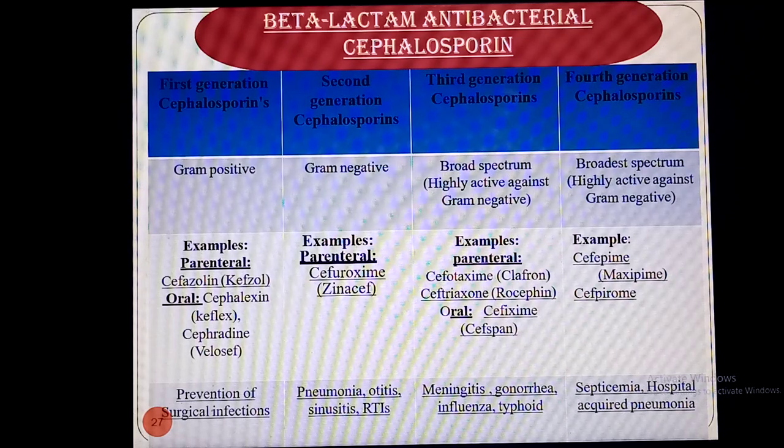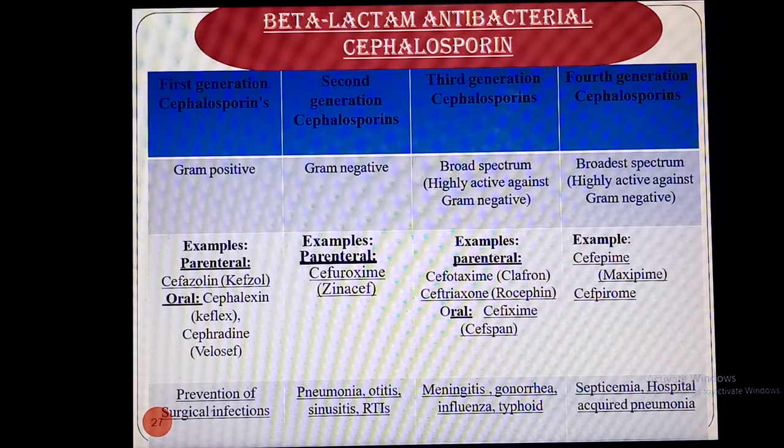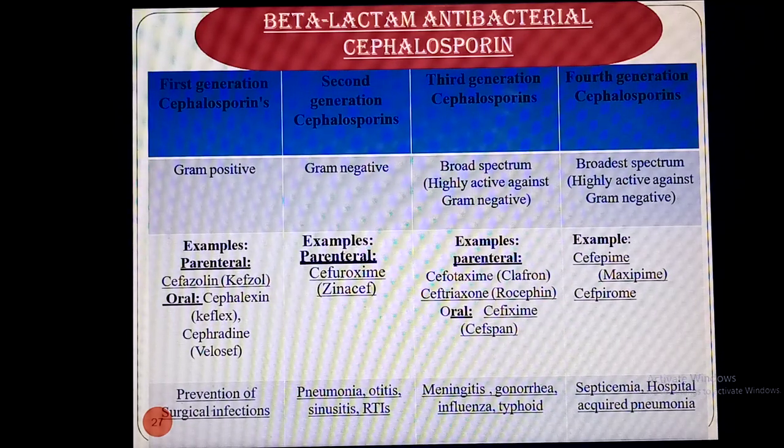And third generation cephalosporins are broad spectrum antibiotics, so they are highly active against gram negative bacteria. For example, parenterals, which are also available in the form of injection, like cefotaxime, available in the market by the trade name Cleforons, or ceftriaxone. Ceftriaxone is the generic name, and it is available in the market by the trade name Rosepen. And the next one, recommended orally, is cefotaxime, and they are used against meningitis, gonorrhea, influenza and typhoid.